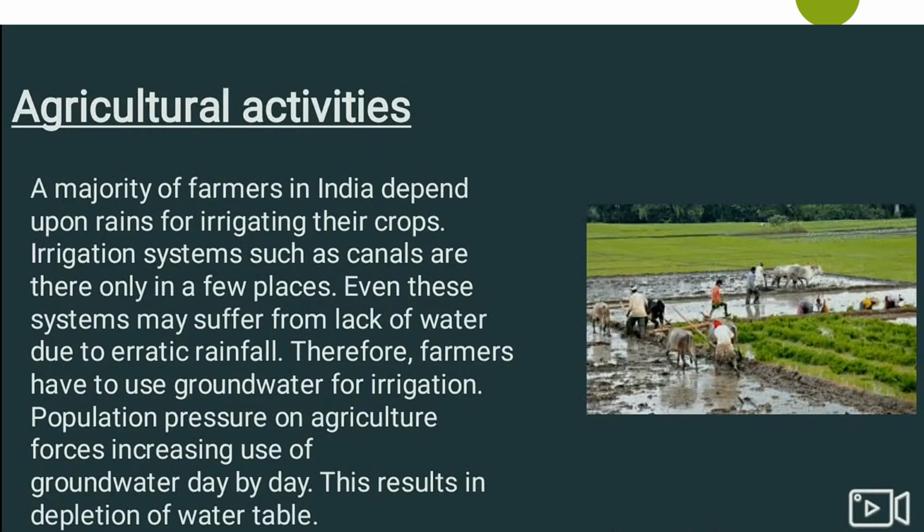Next is agricultural activities. A majority of farmers in India depend upon rains for irrigating their crops. Irrigation systems such as canals are there only in a few places. Even these systems may suffer from lack of water due to erratic rainfall. Therefore, farmers have to use groundwater for irrigation. Population pressure on agriculture forces increasing uses of groundwater day by day. This results in depletion of water table.